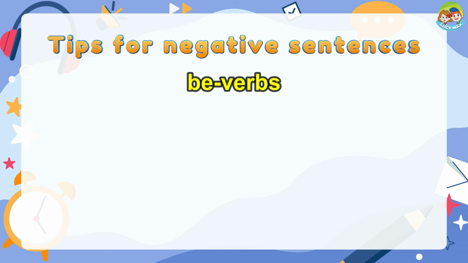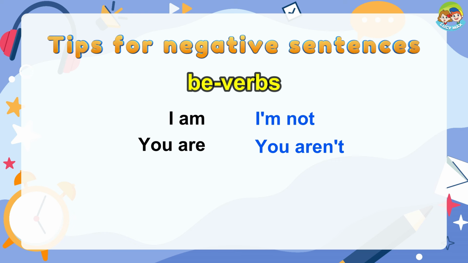Let's look at the be verbs. I am. The negative form is I'm not. You are. The negative is you aren't.